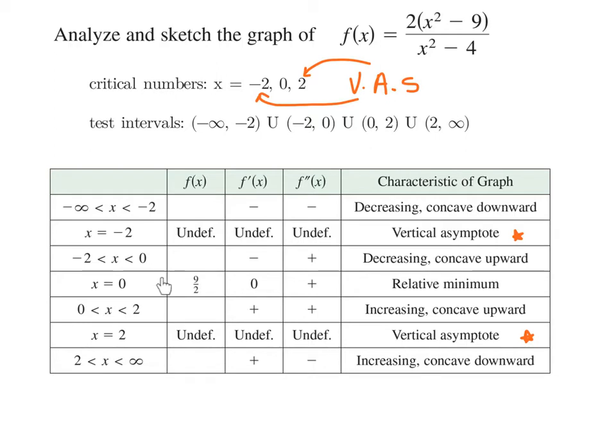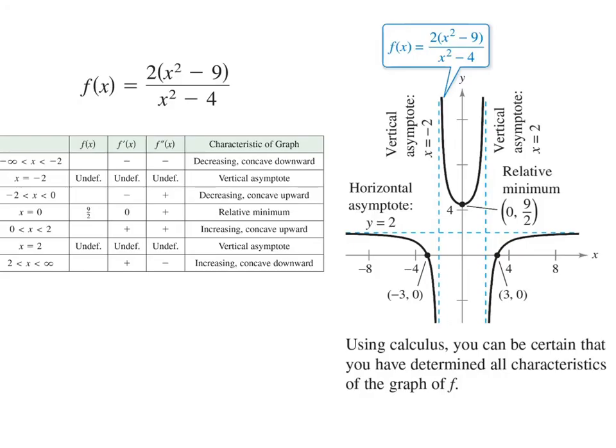And then I test numbers in all of my other intervals, and I find that if I get a negative first derivative, positive second, that means that the original function is decreasing in that interval and it's concave up. And if it's positive first derivative, positive second derivative, it's increasing, concave up. And if I get this positive first derivative and negative second derivative, that means it's increasing and concave down. So here's our final graph of our function for f of x, and we can compare the graph and our characteristics that we have in the chart, and we find that they should match, and they do.